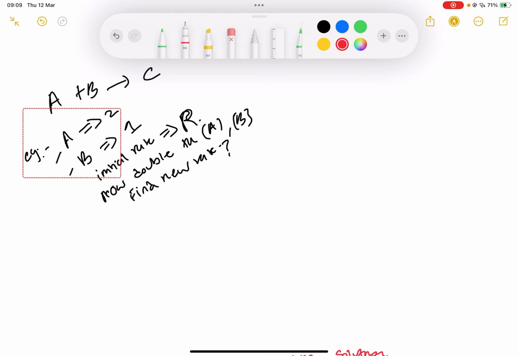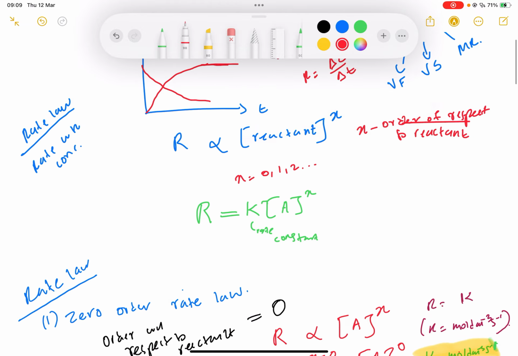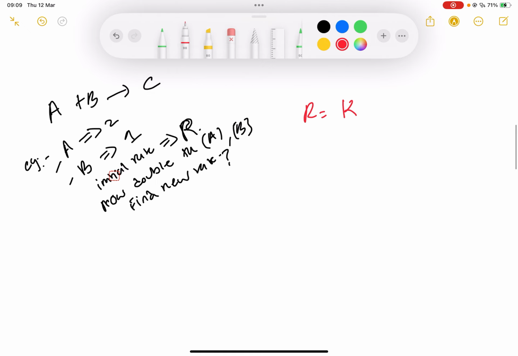Now what's the rate law? You should write the rate law first. R equals K. The rate law always depends on the concentration of the reactants. The earlier example I did had just one reactant, but you can have more than one reactant. So when you have more than one reactant, you just put the multiples of it. K times the concentration of A to the power 2, because they have given the rate order 2, then multiplied by the concentration of B to the power 1.